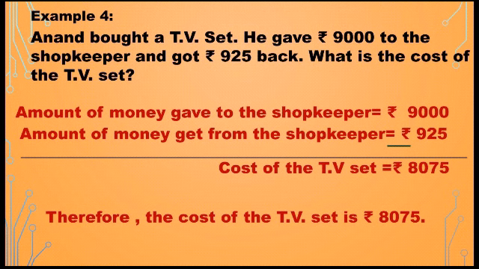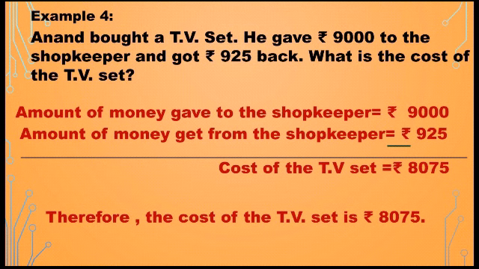See, the keyword here is that he got back some money from the shopkeeper. That means he gave first, then he got back some money. So that means we need to subtract here. The amount of money given to the shopkeeper is rupees 9,000. The amount of money received back from the shopkeeper is rupees 925. So now we have to subtract. After subtraction we will get the cost of the TV set.